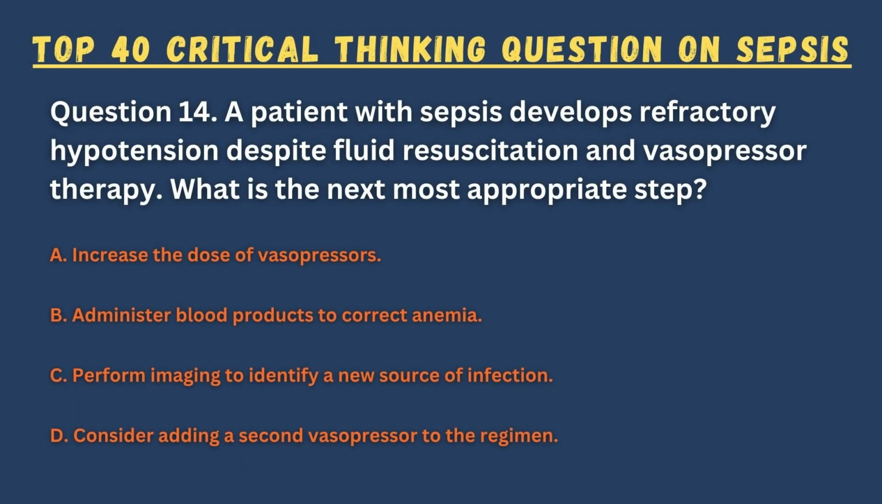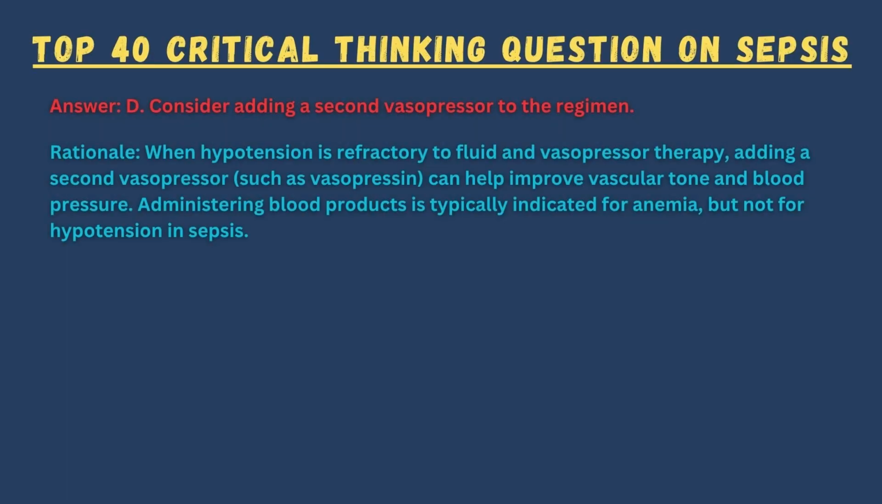Question 14. A patient with sepsis develops refractory hypotension despite fluid resuscitation and vasopressor therapy. What is the next most appropriate step? A. Increase the dose of vasopressors. B. Administer blood products to correct anemia. C. Perform imaging to identify a new source of infection. D. Consider adding a second vasopressor to the regimen. Answer: D. Consider adding a second vasopressor to the regimen.